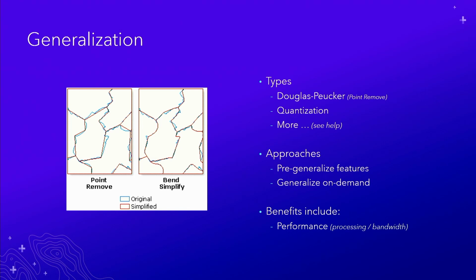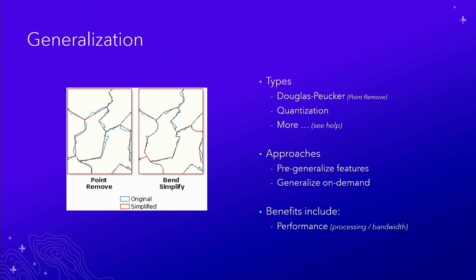There's different types of generalization. Point remove algorithms have been in ArcGIS for a long time. Quantization is something we'll take a look at here in just a second. It's a newer way of doing this kind of generalization that's built into ArcGIS Enterprise these days. And then we'll talk a bit more about how you can either pre-generalize features, essentially have multiple different copies of the same data set at different levels of generalization, versus generalizing on demand.